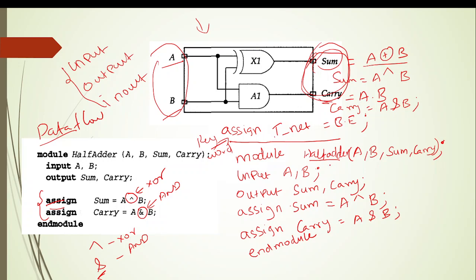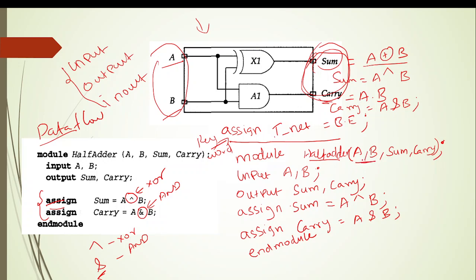So what are you supposed to do? You need to follow the procedure, as we discussed in the previous video. You need to just create a project, and in that you just type this program. After typing this program, you need to simulate it. So how do you simulate it? You will be simulating by applying inputs to the inputs A and B.